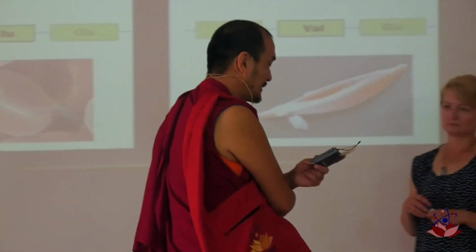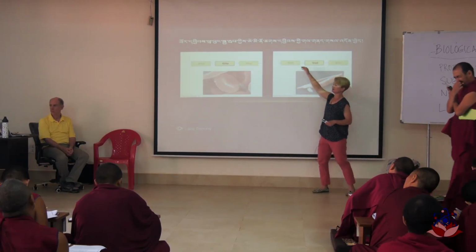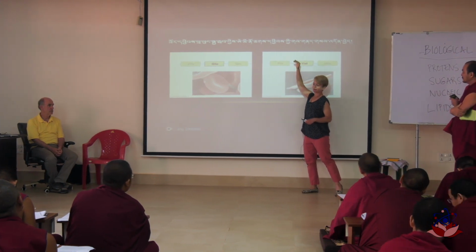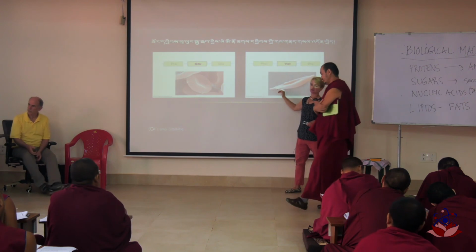So in a genetic disease, the change is always going to be the same. So the sickle cell mutation is going to cause the exact same change in the protein.